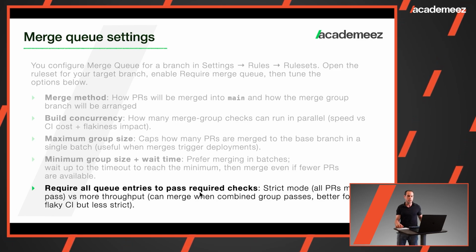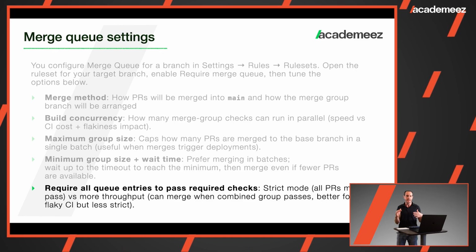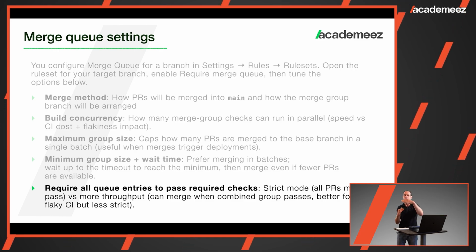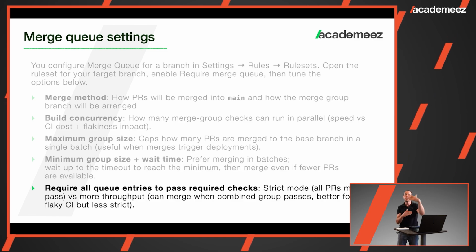And require all queue entries to pass. We'll show an example of this. If it's on, this means every merge group branch needs to pass. And if it's off, it's a bit more forgiving. If you're part of a group and a PR that includes your PR has passed, it might be a bit more forgiving even if your merge group has failed, because you have a PR that includes you and that's passed. So we'll see an example of those group settings.